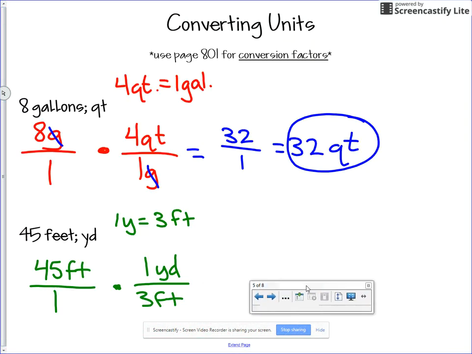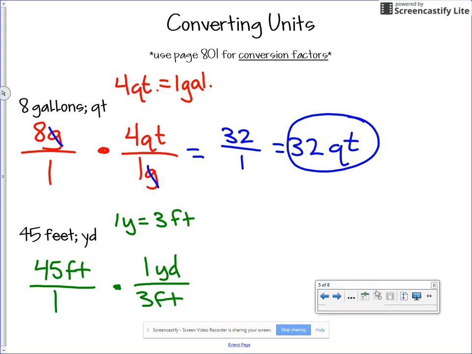All right, students, just like I said before, feet is going to be on the bottom, so we put our yards on top. Then we can just multiply it straight across. When we do that, we'll get 45 over 3. At that point, we need to simplify it so that it is no longer in a fraction. We can just use both of our units.